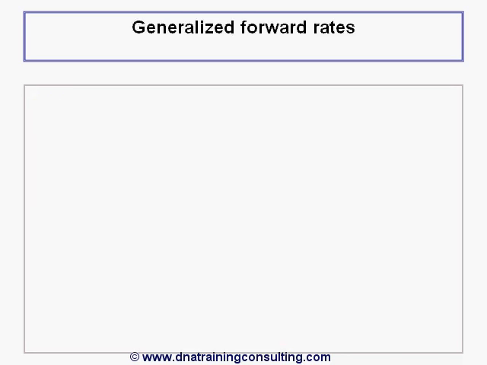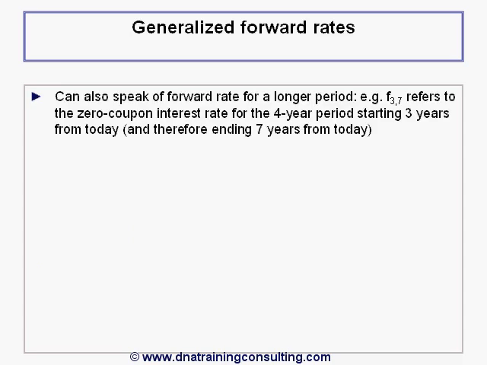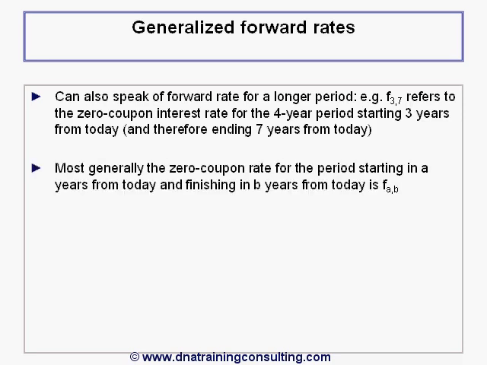Let us generalize this a little further. First, as a matter of notation, we might use F3,7, for example, to refer to the zero coupon rate for the 4 year period, careful, starting 3 years from today and therefore ending 7 years from today. And most generally, we might use the notation FA,B to refer to the zero coupon interest rate for the period starting in A years from today and ending in B years from today, and therefore, which would last for a total of B minus A years. Note that under this notation, B must always be greater than A.